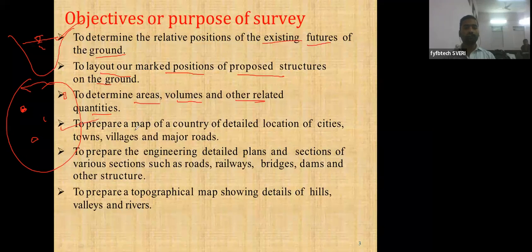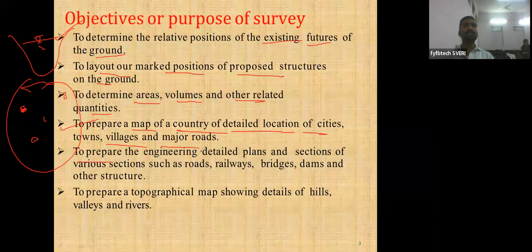Then to prepare a map of a country, with detailed locations of the cities, towns, villages, and major features. If I want to determine the location of cities in the entire India map, we have to do surveying. By surveying, we can determine where Delhi is located, where Mumbai is located, where Bangalore is located. That location can be determined by the survey. Again, if I want to determine a particular town, city, or village, we have to do the surveying.